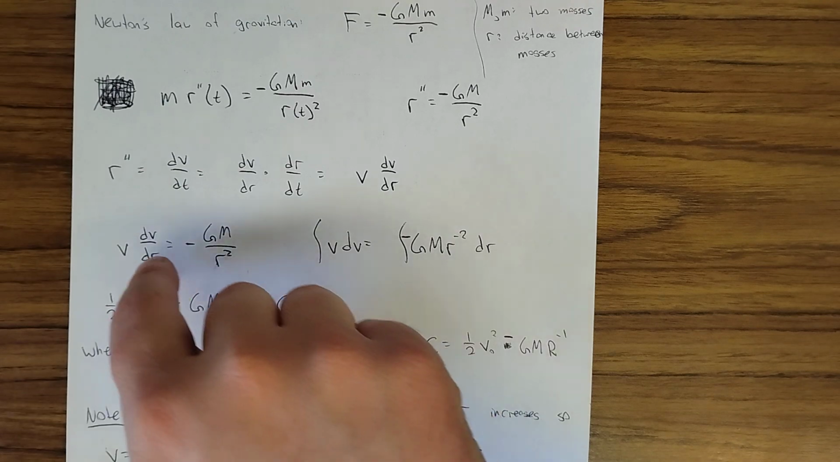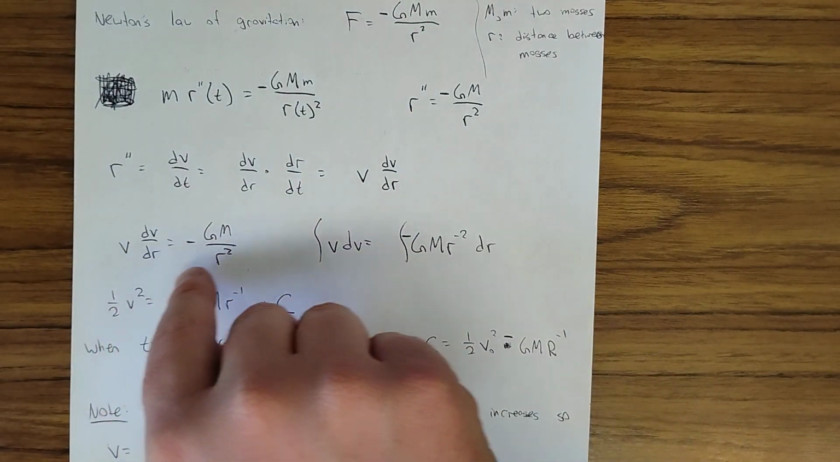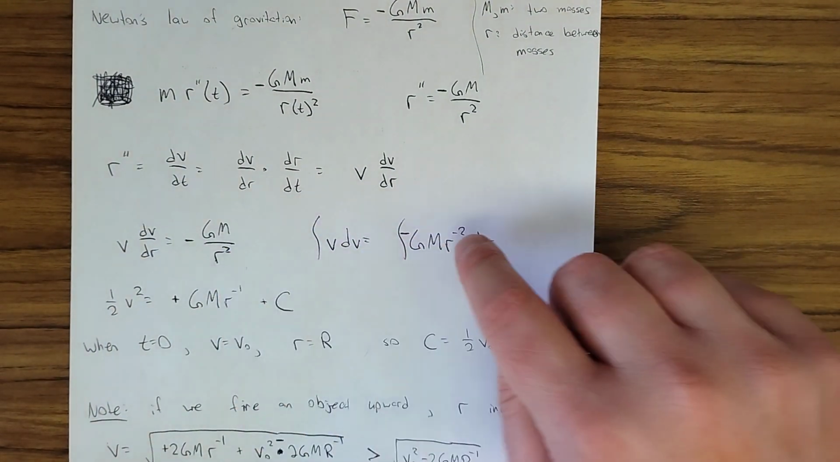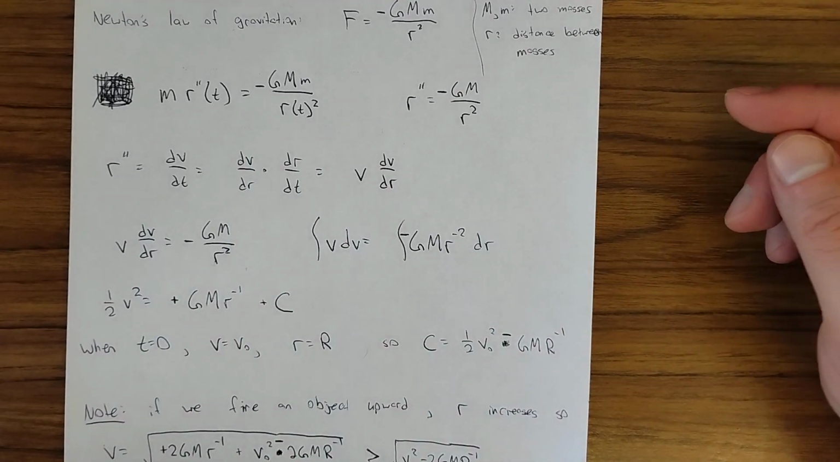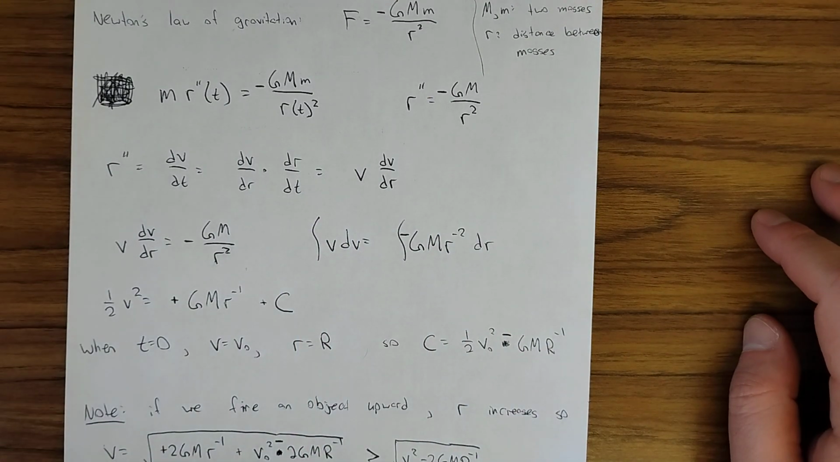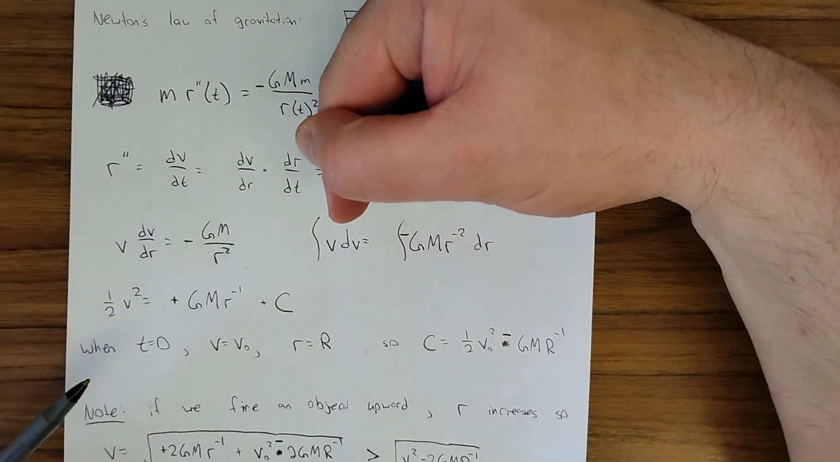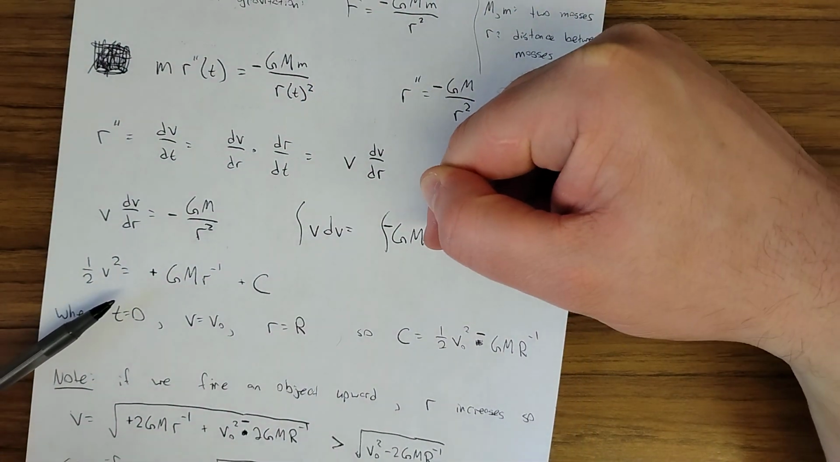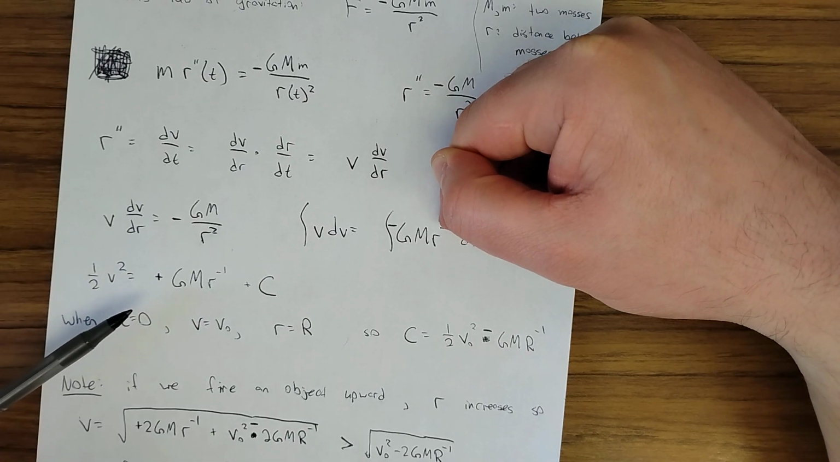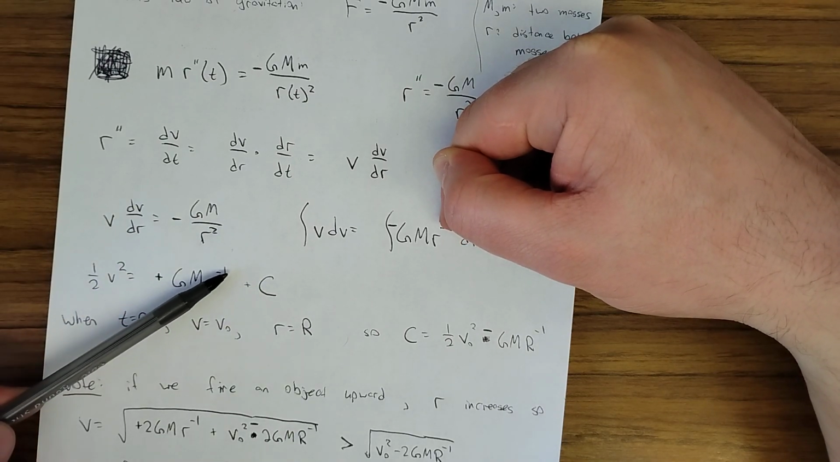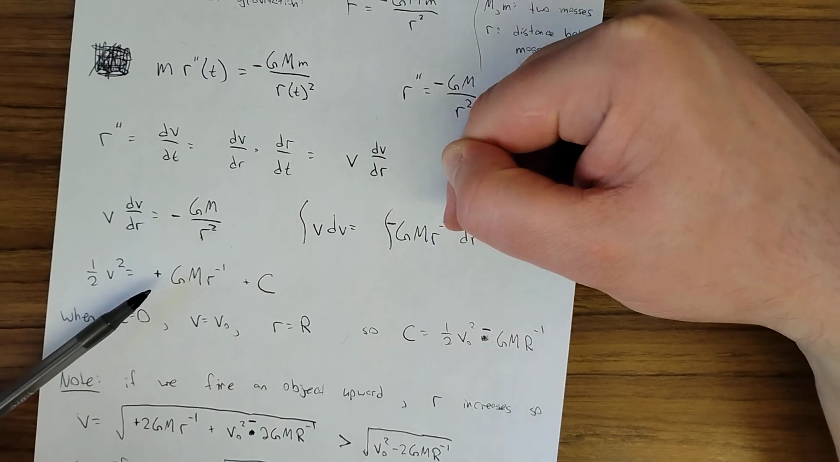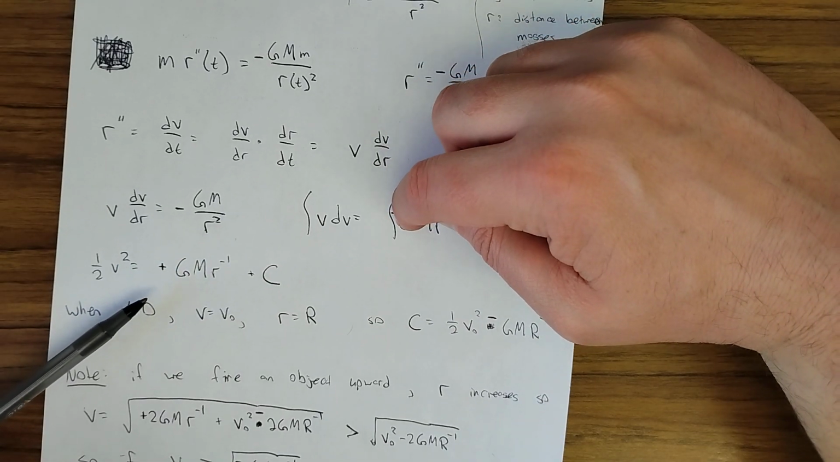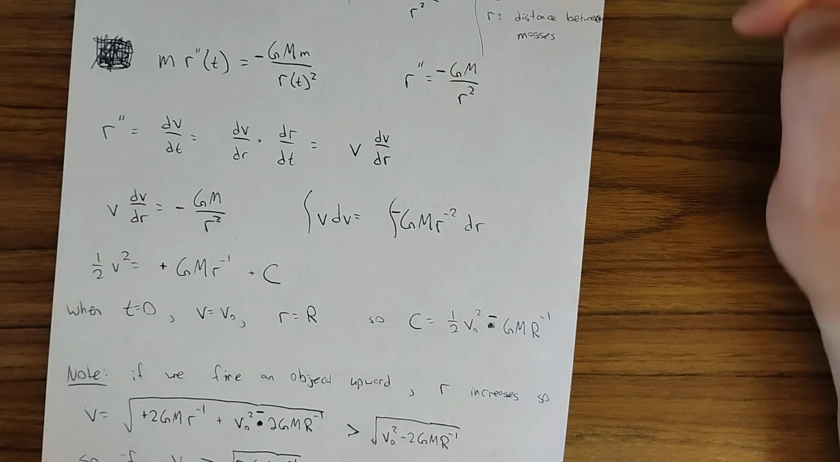So I keep my v on this side with the dv, I move my dr over there, I call this r to the minus 2 when the variables are separated, and I integrate both sides. This side turns into this. Integral of r to the minus 2 turns into an r to the minus 1 with a negative sign to cancel this negative sign.